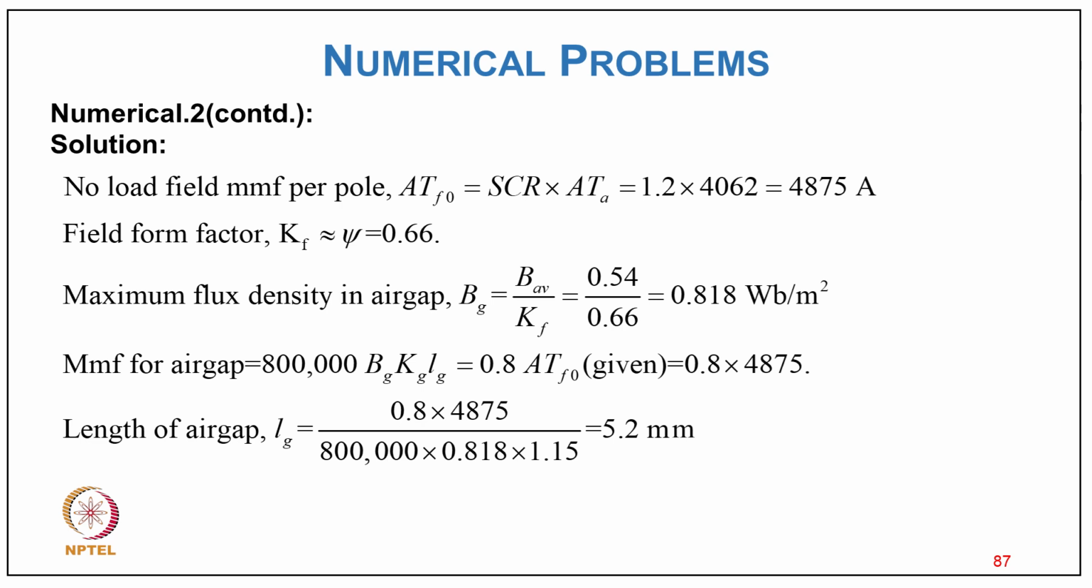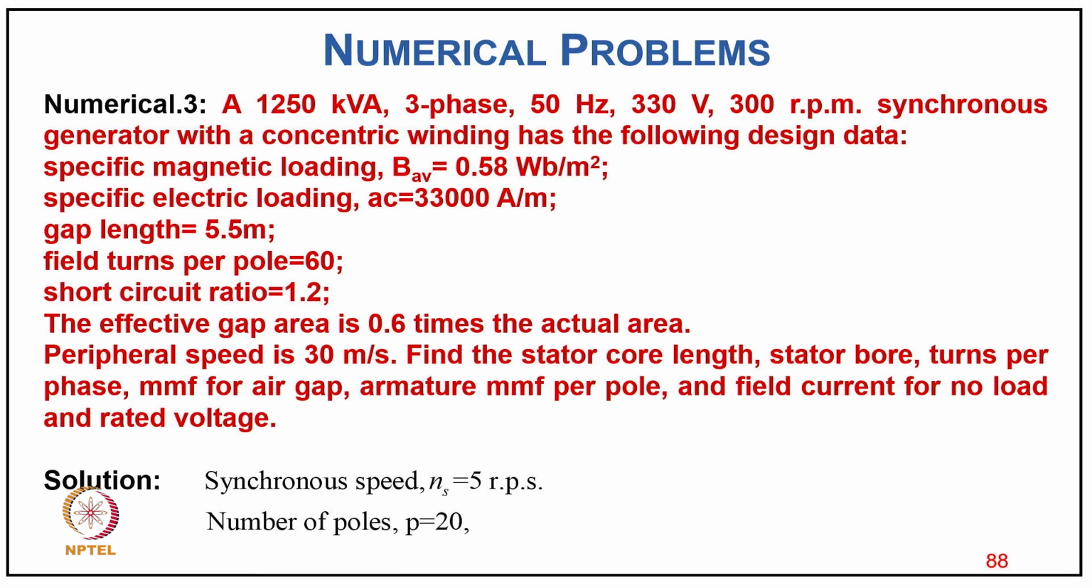So maximum flux density in air gap is B equal to B average upon Kf, that is 0.54 divided by 0.66, that is 0.818 Weber per meter square. The MF for air gap is 800,000 Bg Kg Lg, that is 0.8 into AT0, that is 0.84875. Length of air gap is Lg equal to, putting the values in this relation, comes 5.2 millimeter.